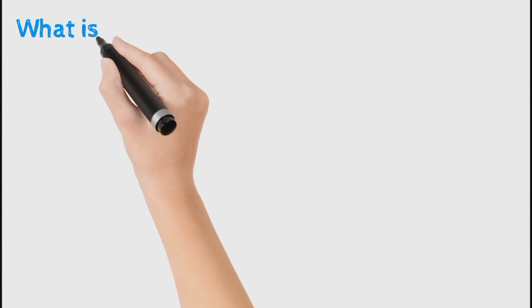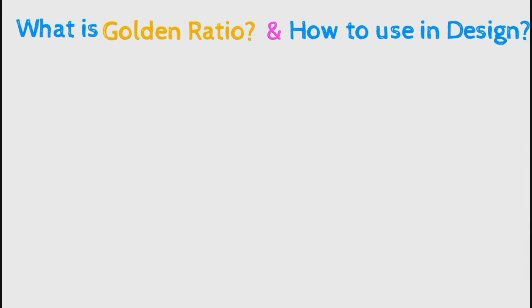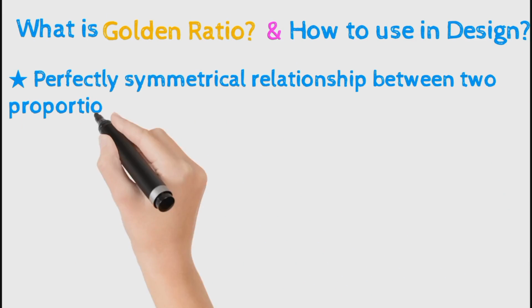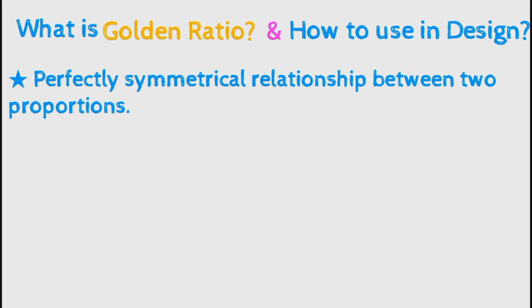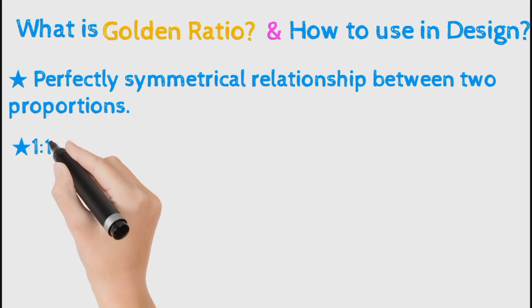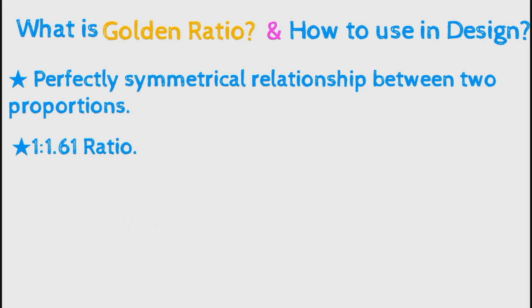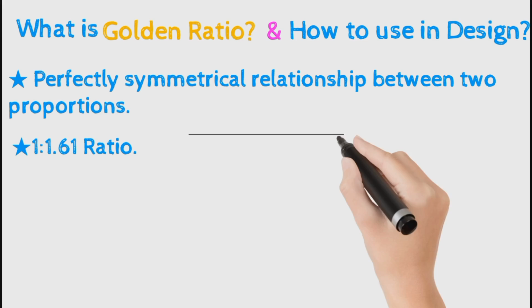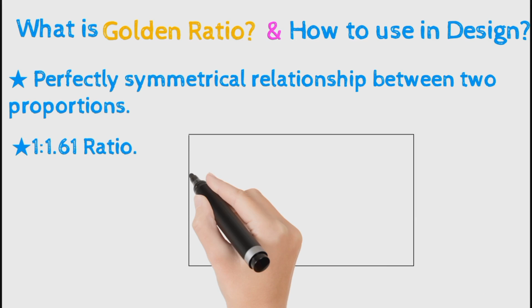What is the golden ratio and how to use it in design? The golden ratio describes the perfectly symmetrical relationship between two proportions, approximately equal to a 1 to 1.61 ratio. The golden ratio can be illustrated using a golden rectangle.